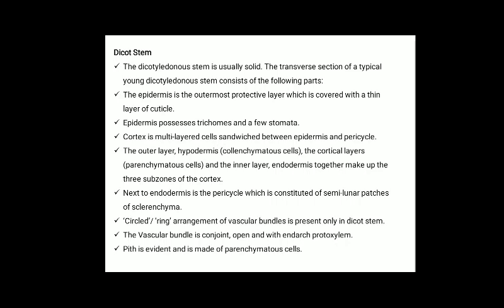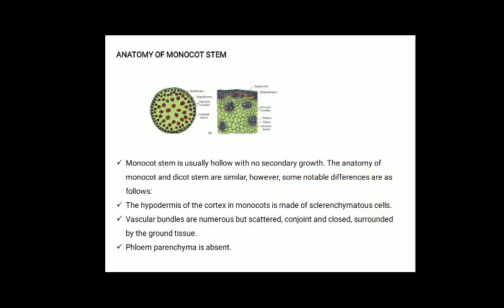Cortex is multi-layered cells sandwiched between epidermis and pericycle. The outer layer is hypodermis, which is made up of collenchyma. Next, it is followed by cortical cells made up of parenchyma, and the inner layer, endodermis. Together they make up 3 subzones of the cortex. Next to endodermis is the pericycle, which is constituted of semilunar patches of sclerenchyma. The vascular bundles are conjoint, collateral and open, with endarch protoxylem. Pith is evident and made up of parenchymatous cells.